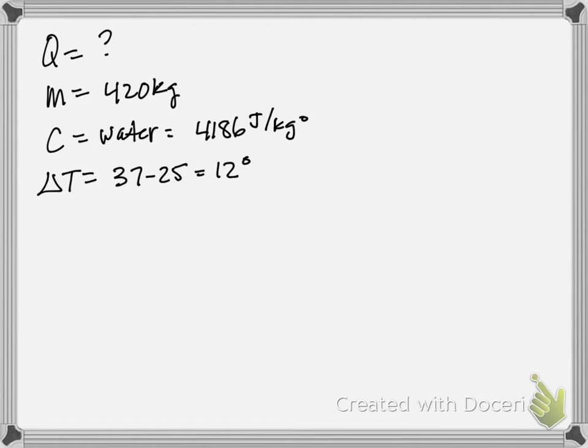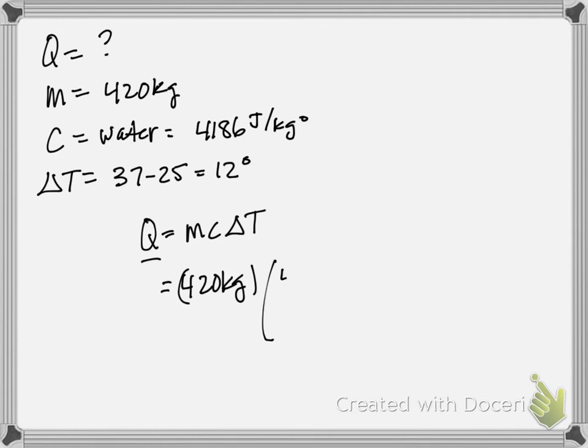Now we're going to find a formula. Okay, and we only know one formula, and it's this one. Q equals MC times delta T. So we've already solved for Q. I don't need to solve for it. Let's just plug in our numbers. So I plug in the numbers, including the units. So 420 kilograms for mass. For my specific heat, I'm going to do 4186 joules per kilogram degree. And for my temperature difference, I'm going to put 12 degrees.